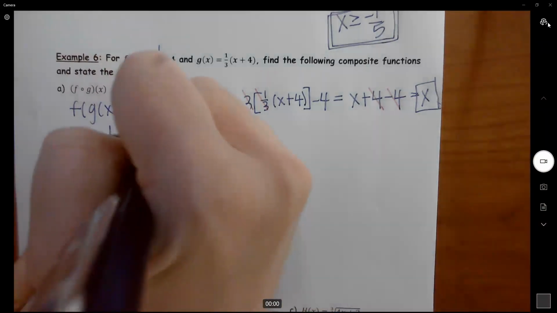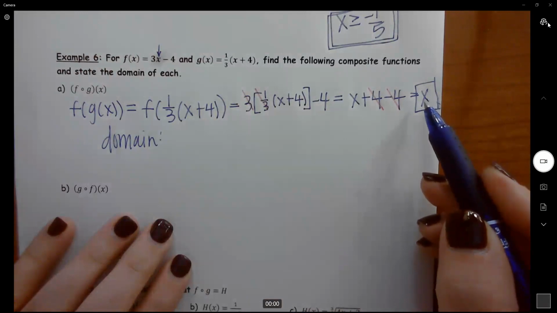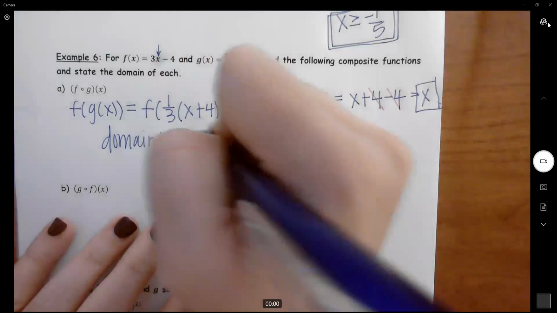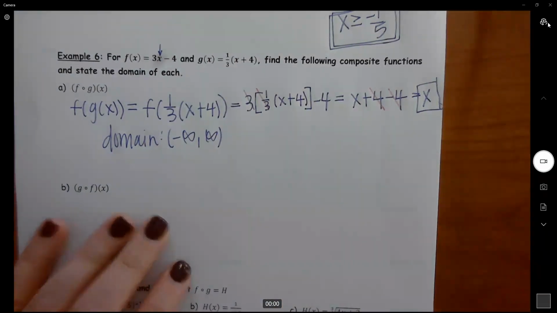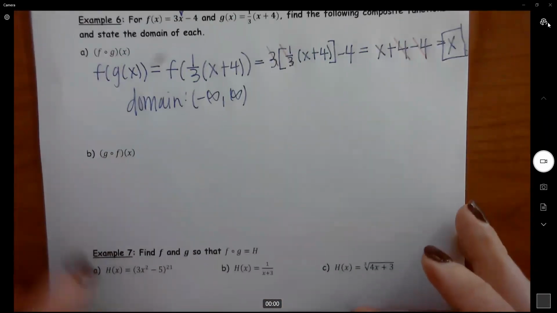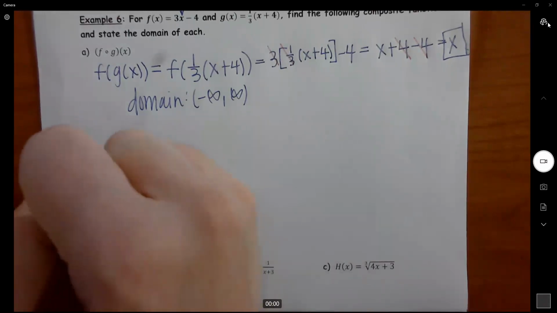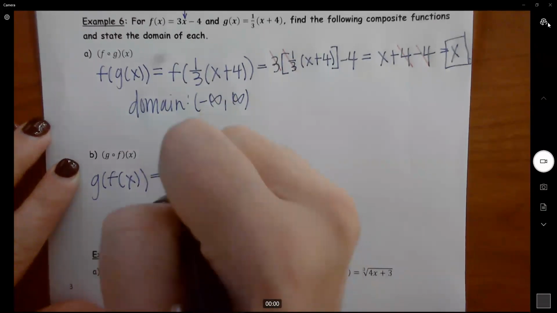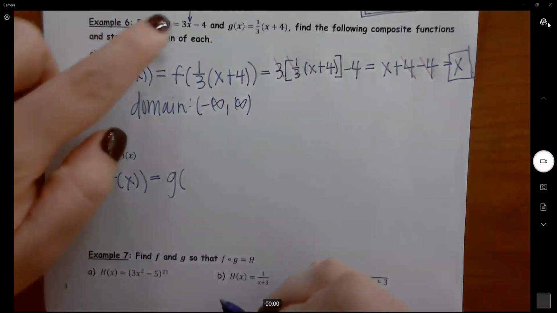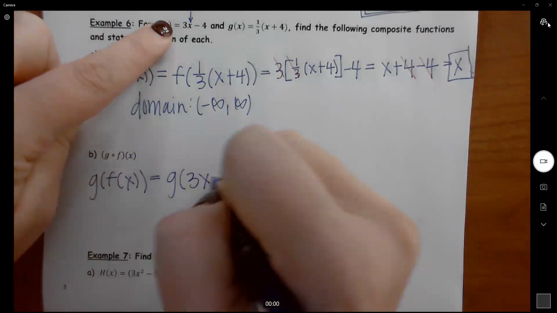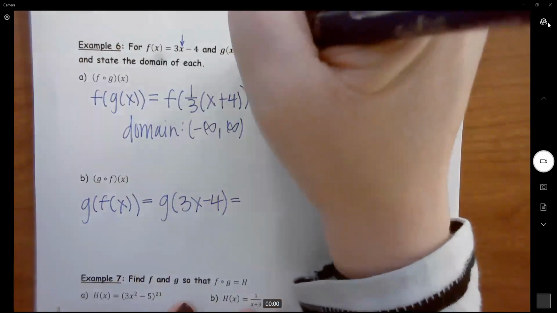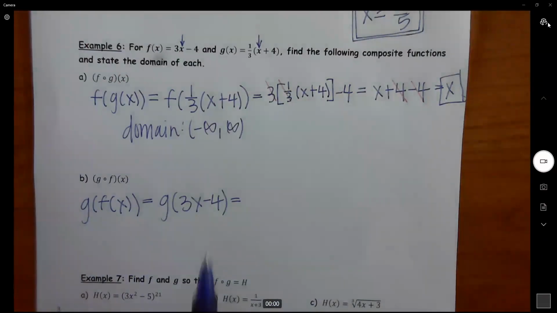My domain, if you have x, there's no limit as to what I can plug into x. This is all real numbers, negative infinity to infinity. Okay, g of f of x equals g of, well, what's my f of x? My f of x is 3x minus 4.